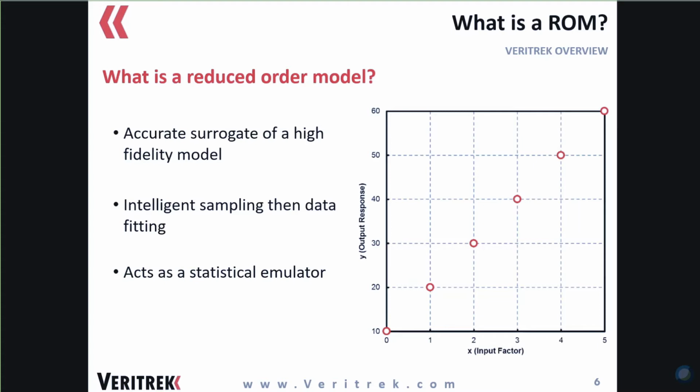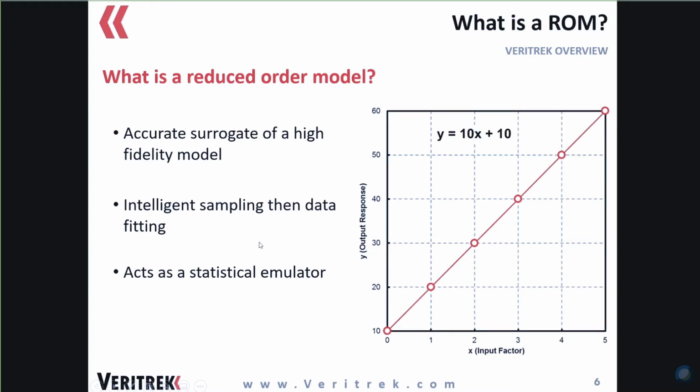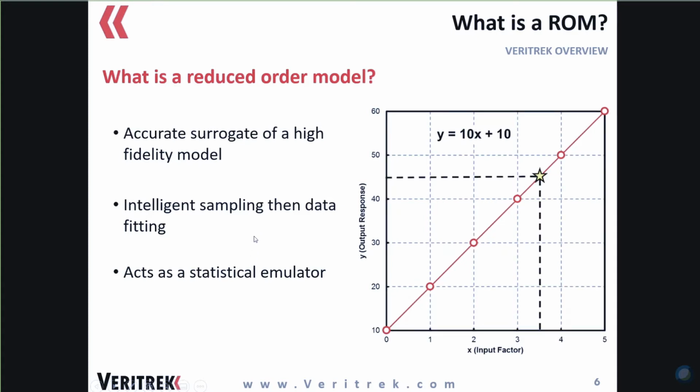Let's say we wanted to generate a reduced order model that would correlate these two parameters. We could run our Thermal Desktop model at a number of different input factor settings. Let's say our input factor is heat load, so we run it at 0, 1, all the way up to 5 watts. And we want to track an output response, something like the temperature of a node. So we run our thermal model at 6 different points and generate these red circles, what we would call training data. The next step would be to fit that data. It looks very linear, so we put a linear fit through it and come up with this equation, y equals 10x plus 10.